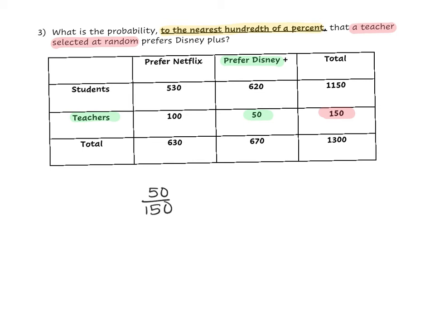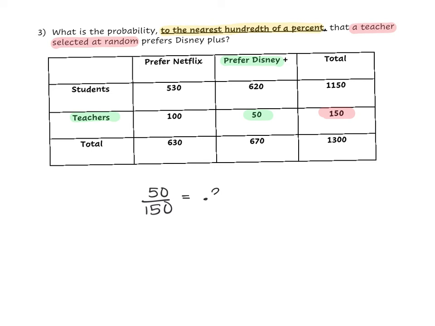In order for you to use this grand total, they would have had to say, what is the probability that a randomly selected person? So by them telling you teacher, you're breaking down your grand total. Instead of 1,300, you're breaking it into a smaller piece of 150. So let's round our answer to the nearest hundredth of a percent. So go ahead, put the 50 out of 150 in the calculator and get a decimal, and then hit resume when you're ready to do so.